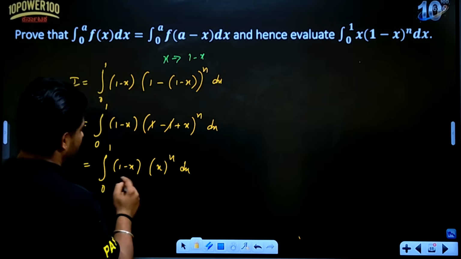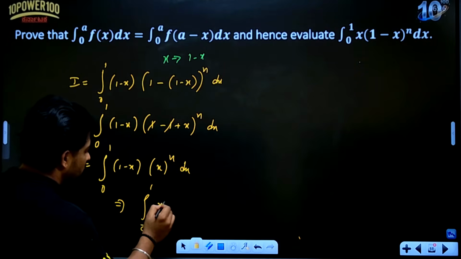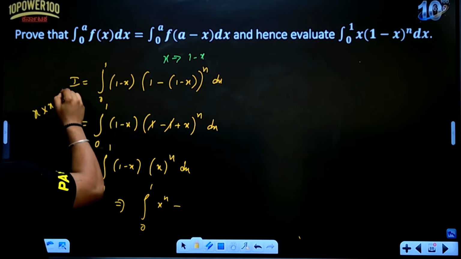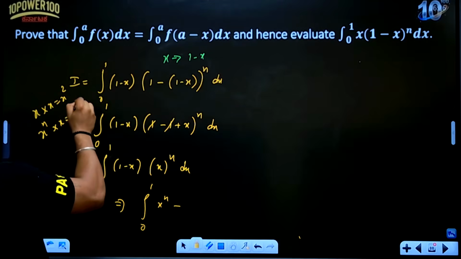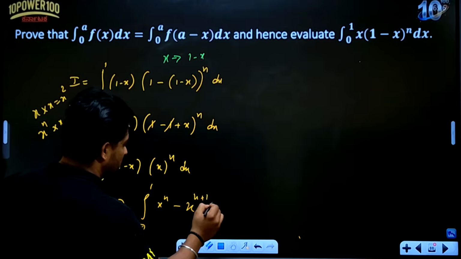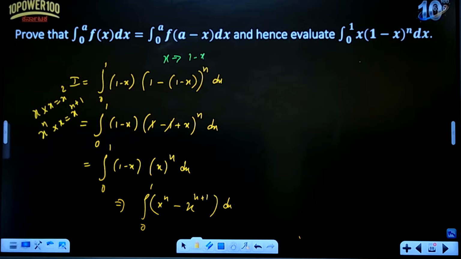We get it. Okay, now let's multiply inside. Now x to the power n, when we multiply inside, it is the integral from 0 to 1 of x to the power n minus, x into x it is x square, correct? So now x to the power n into x, if you multiply, it is x to the power n plus 1. So same like that, we get x to the power n plus 1 dx. Okay, 1 minute.